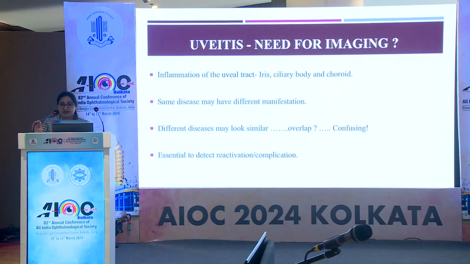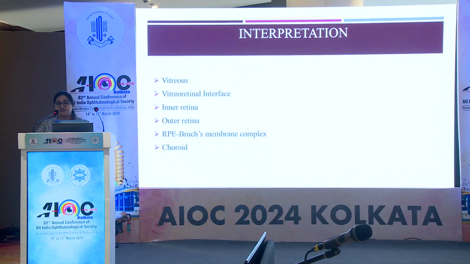So coming to our topic, why do we need imaging in uveitis? Uveitis is inflammation of the uveal tract, the iris, ciliary body, and the choroid. Now, the same disease can have different manifestations, and different diseases may look similar. So it can be confusing at times. So imaging can help us to delineate which structure of the retina or the choroid is affected, and it can help us to shortcut and jot down our differentials based on that. It's also essential to detect reactivation or complication. Now, whenever we interpret an OCT, it's very important to start from the vitreous, going to the vitreoretinal interface, the inner and the outer retina, then the RPE Bruch's membrane complex, and the choroid.